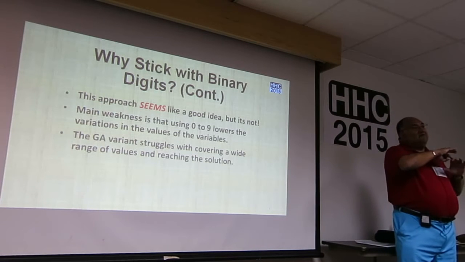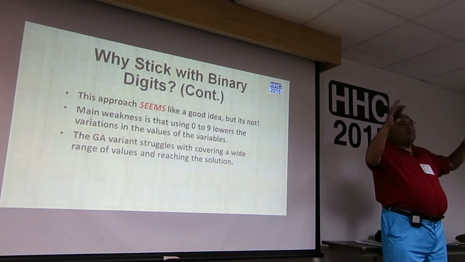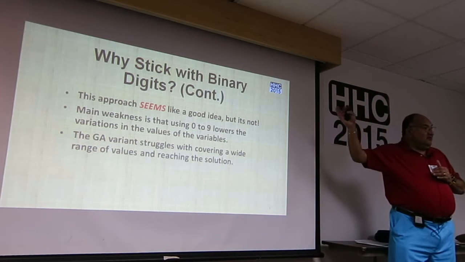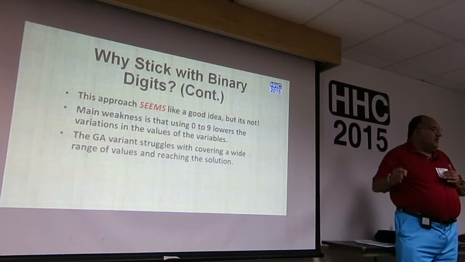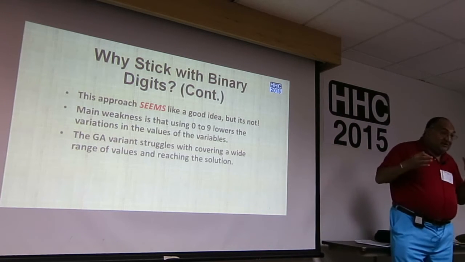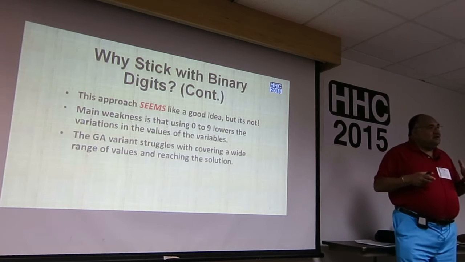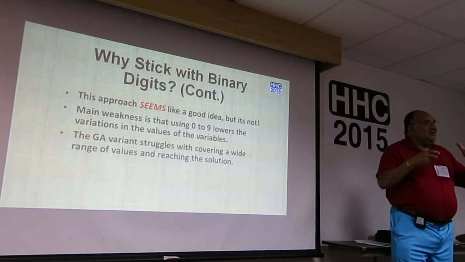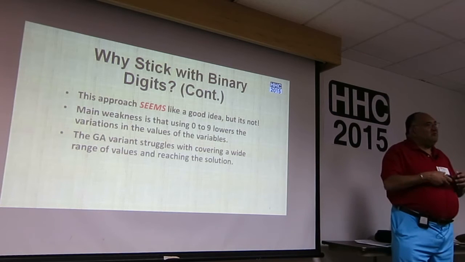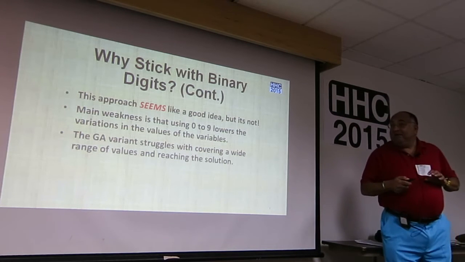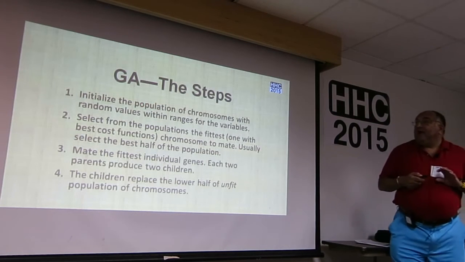The problem is actually that the variation in binary digits can quickly cover a wider range of values than using 0 through 9. So the 0 through 9 scheme, which I tried, actually struggles in getting to the global optimum value.